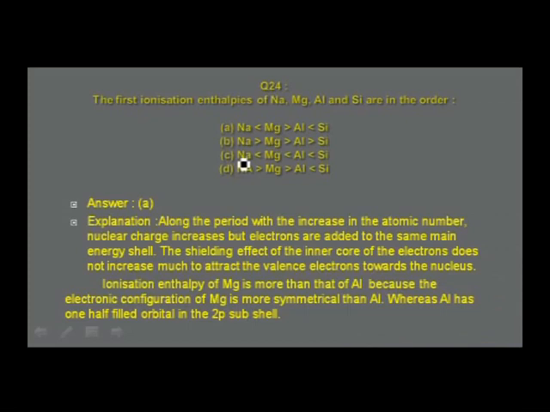Let me read out the second para there. Ionization enthalpy of magnesium is more than that of aluminum because the electronic configuration of magnesium is more symmetrical than aluminum. For magnesium, the electronic configuration is 1s2, 2s2, 2p6, 3s2, whereas for aluminum, it is 1s2, 2s2, 2p6, 3s2, 3p1, or 3px1. So in magnesium, the symmetric arrangement is there. Whenever there is a symmetrical arrangement, the electrons are more stable. To remove an electron from a highly stable state, you have to spend more energy. Therefore, the ionization enthalpy of magnesium is more than that of the next element, aluminum, in that period.